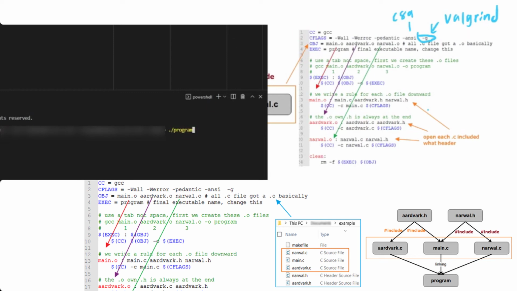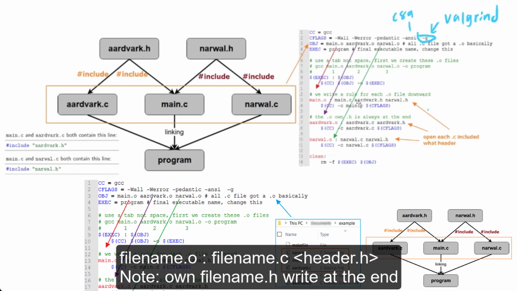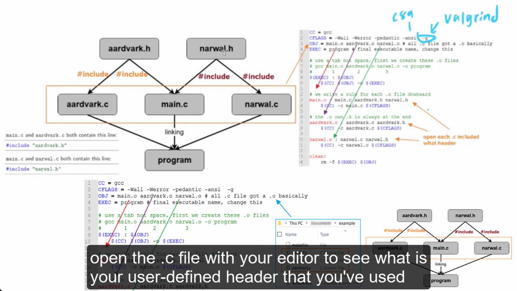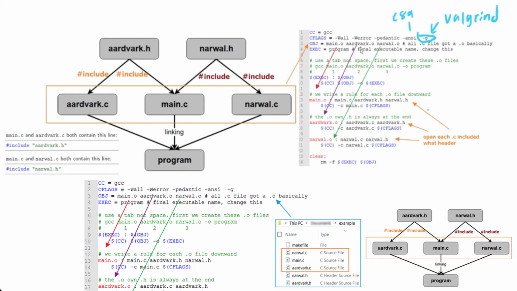After you finish writing the top part, you start writing this one. For each of the .o files, you write this. If there's a .o file, you need to write its .c file: main.o, main.c; awk.o, awk.c; nawal.o, nawal.c. Write the .c file first. Then you look at the .c file and see which headers it includes. Main.c includes awk.h and nawal.h, so we write these two headers like this. Finally, we write CC followed by -c with the file, main.c, and then followed by CFLAGS. The pattern is similar for awk.c, and for nawal it is nawal.c.